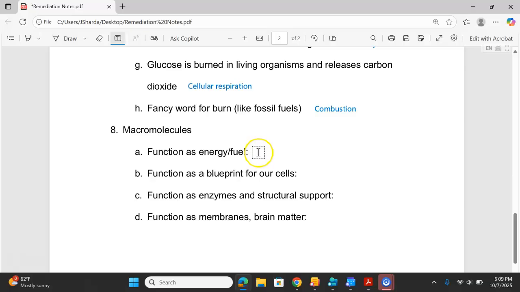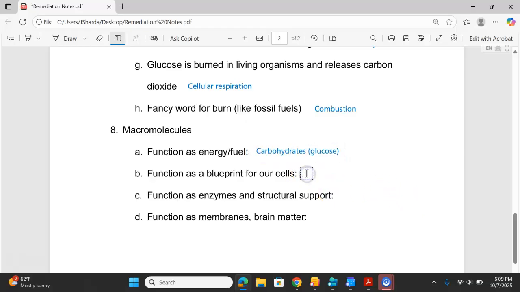All right, finally, the macromolecules that function as energy or fuel are carbohydrates. If you are a long distance runner, you might want to have a lot of carbohydrates the night before a race, so that your body has access to a lot of glucose. Okay, glucose is an example of carbohydrates.